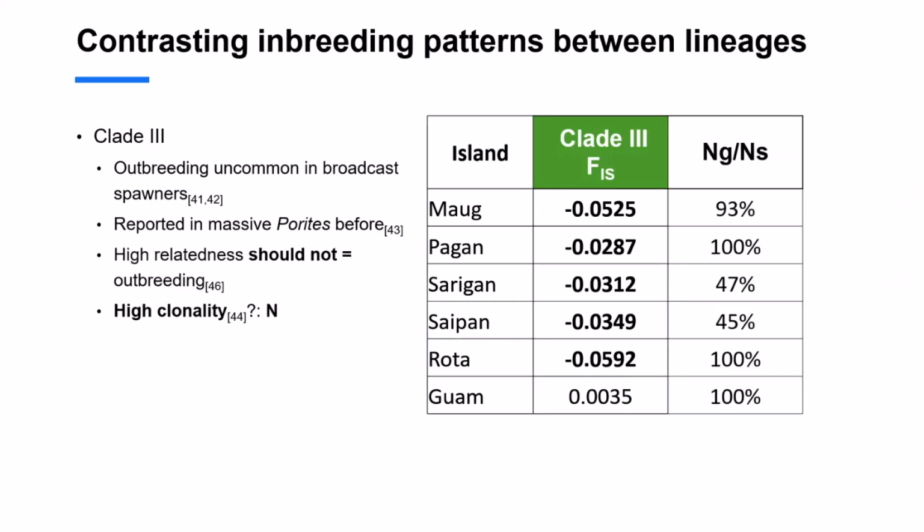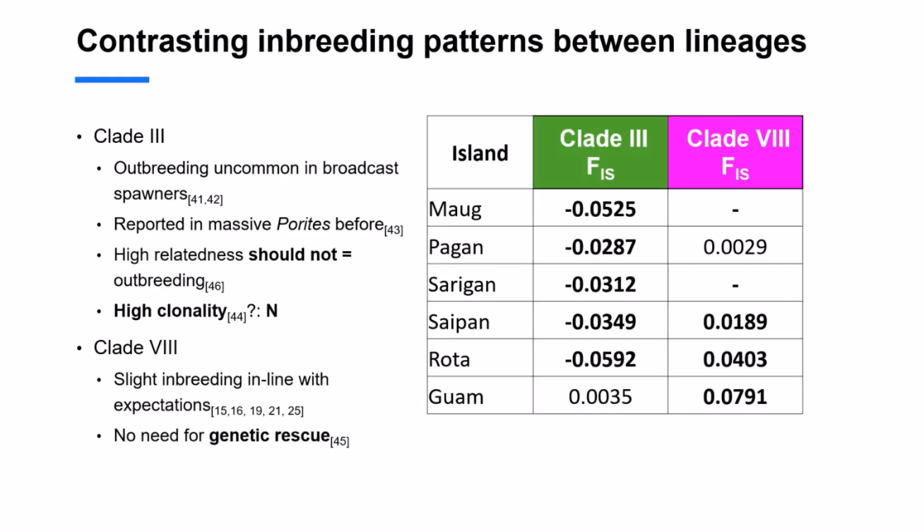Could high degrees of clonality be explaining this result? This has been shown in Acroporas, for example. Higher clonal populations are experiencing outbreeding. And indeed, that does explain some of the variation here. For example, Sarigan and Saipan are highly clonal and also outbreeding, but that doesn't hold when we look at the archipelago. So Rota is experiencing higher degrees of outbreeding despite more unique levels of genotypic diversity.